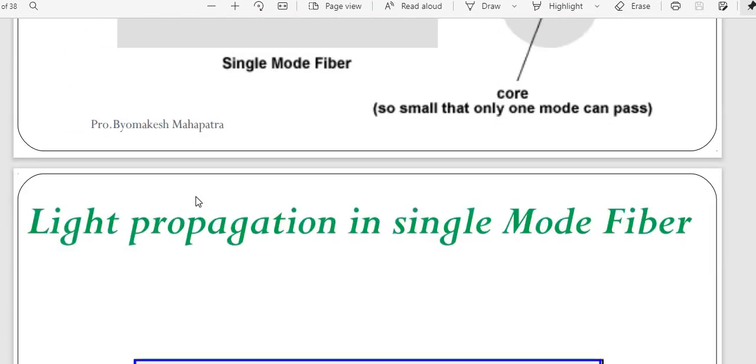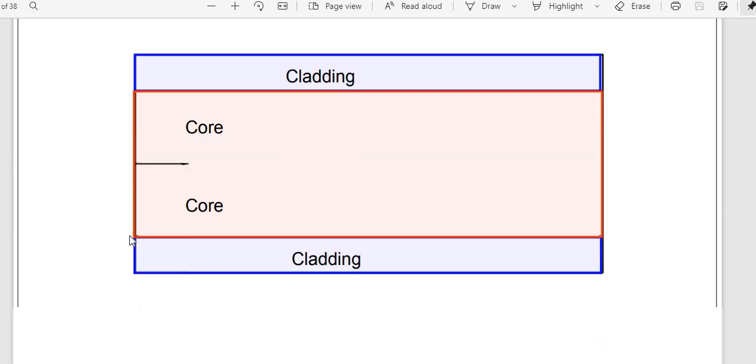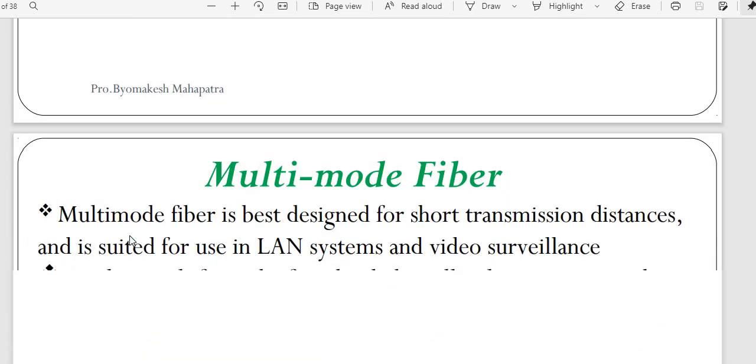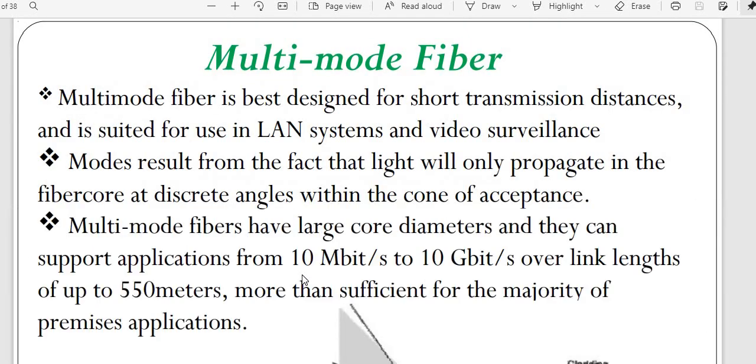That is for multi-mode. Now, light propagation in the single mode fiber: how is the light going to propagate? To get that particular form, we need to see the diagram. Only a single light ray is allowed, right? It is just along the axis. It's not visible, but a single line is going to pass through the core, and the cladding is the outside part. This is for single mode. Only a single light is allowed to pass, whereas multi-mode fiber is best designed for short transmission.